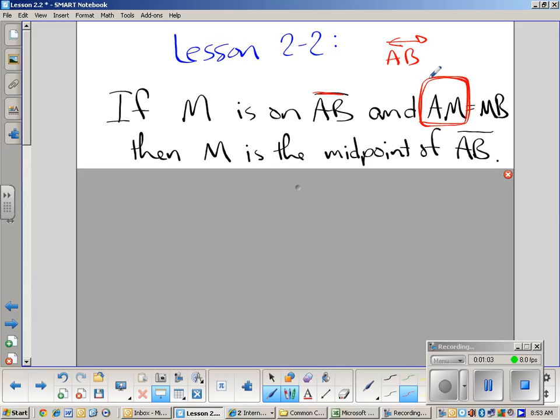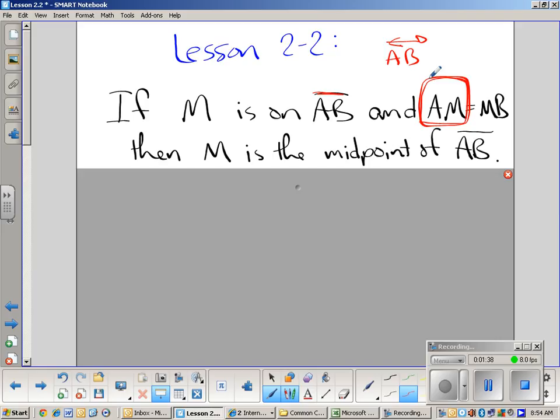So the proper way of reading this, if I read the meaning of it, would say: if M is on segment AB and the distance from A to M is equal to the distance from M to B, then M is the midpoint of segment AB. Okay? That's how we would read the meaning of that. But we never read it that way. We just read it as AM equals MB. You have to understand that that means distance, the length of those segments, in other words.